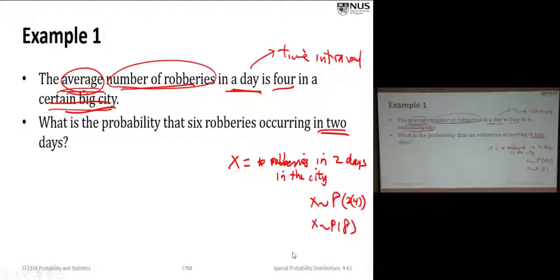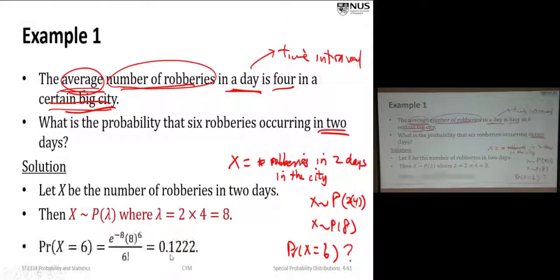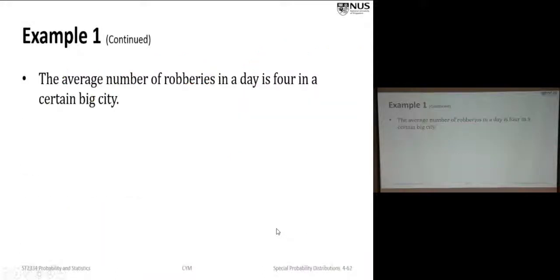All right, so we are asked, what is the probability of x equal to 6? That's what we're supposed to find. So x follows a Poisson distribution, and the probability of x equal to x is e to the power minus lambda, times lambda to the power x, over x factorial.